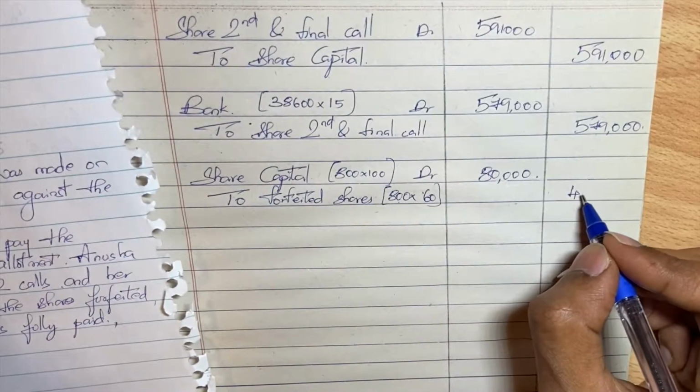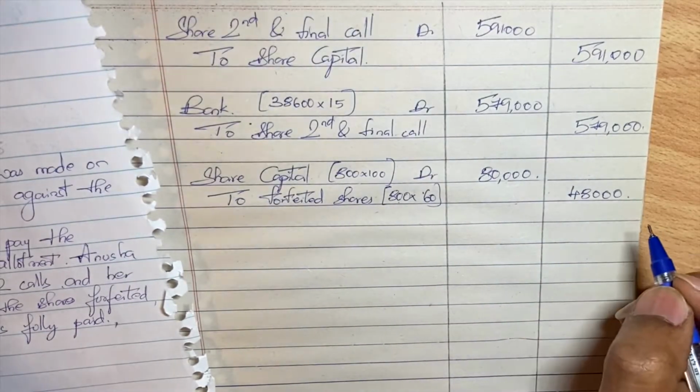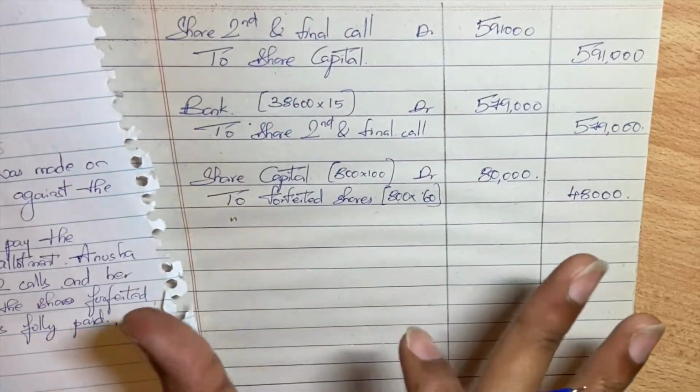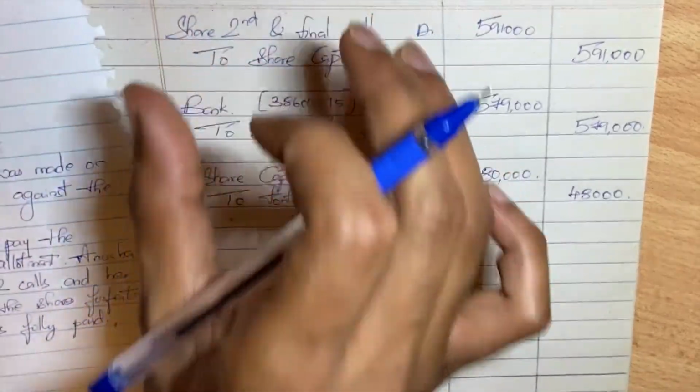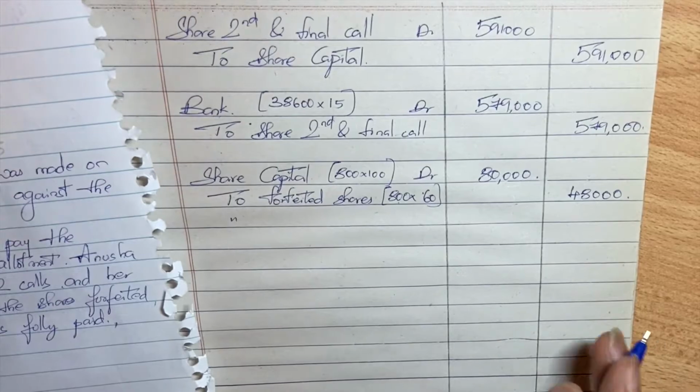So that is 48,000. And then what has she not paid? Share second and first call. So she has not paid those two.